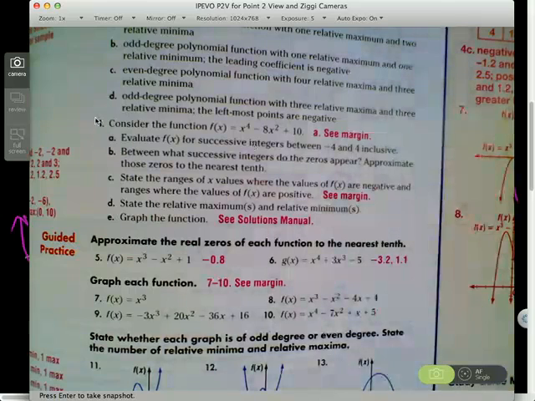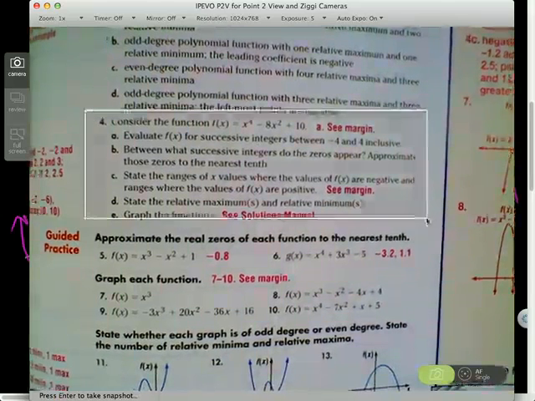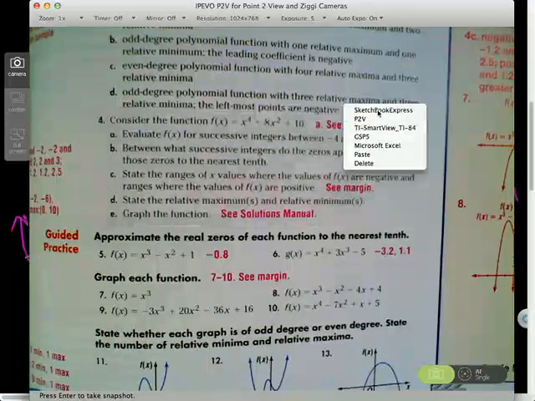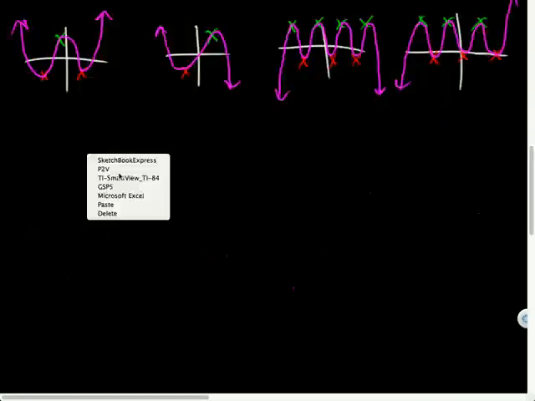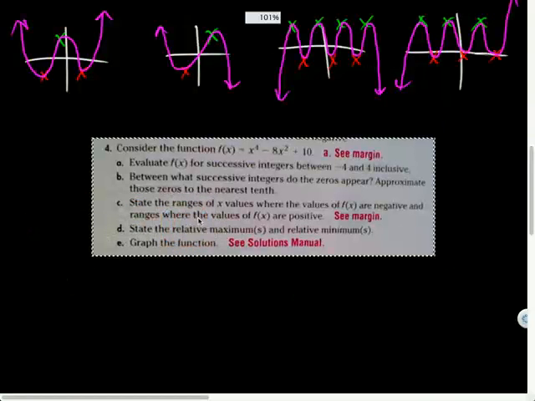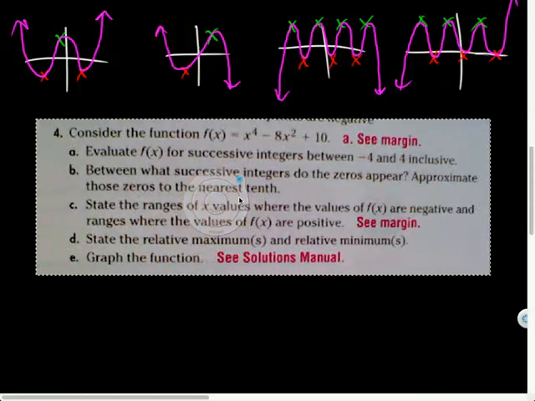Actually, yeah, I'm going to do number 4 for real. You don't have to write it down or not, it doesn't matter to me. But it's going to walk us through the whole concept really well. So let's see. So here's our function.